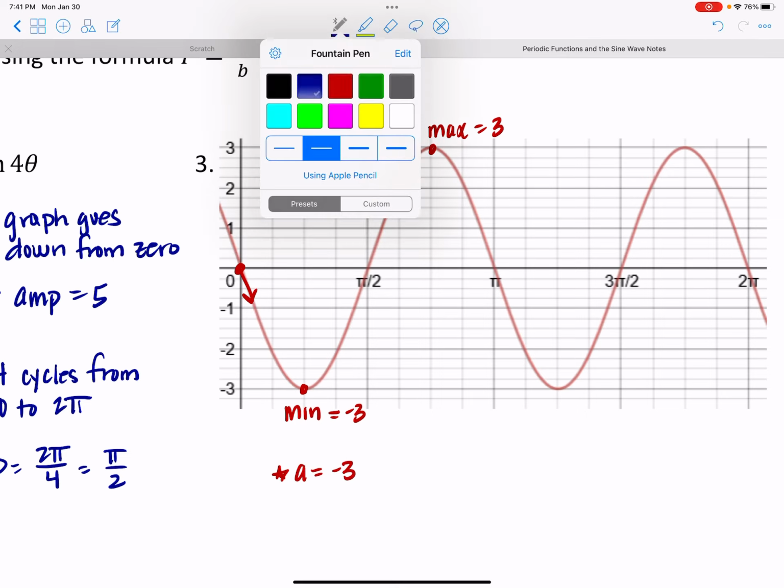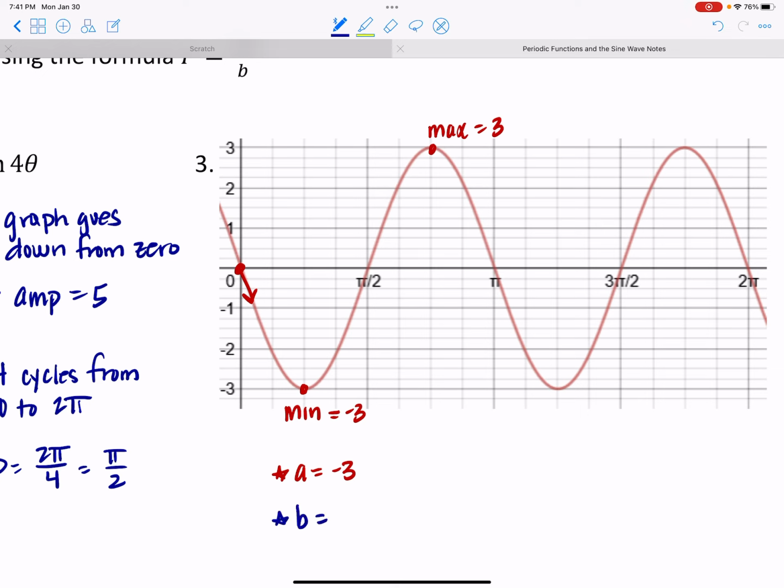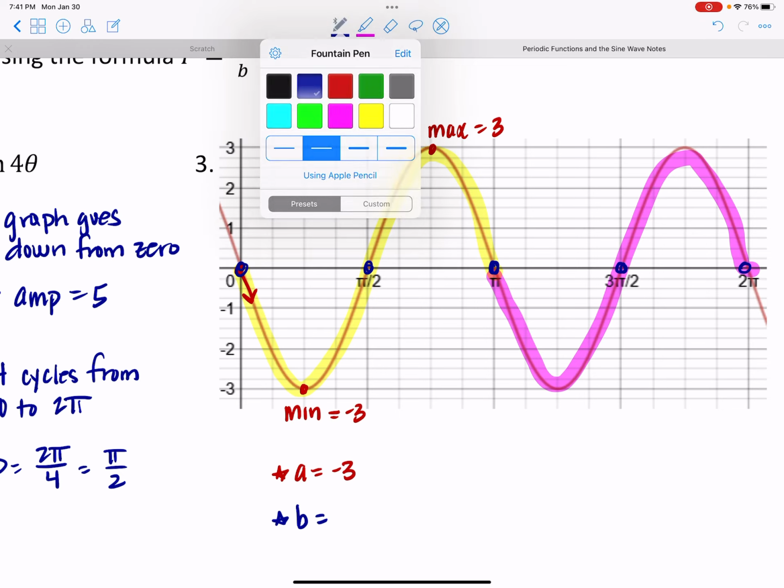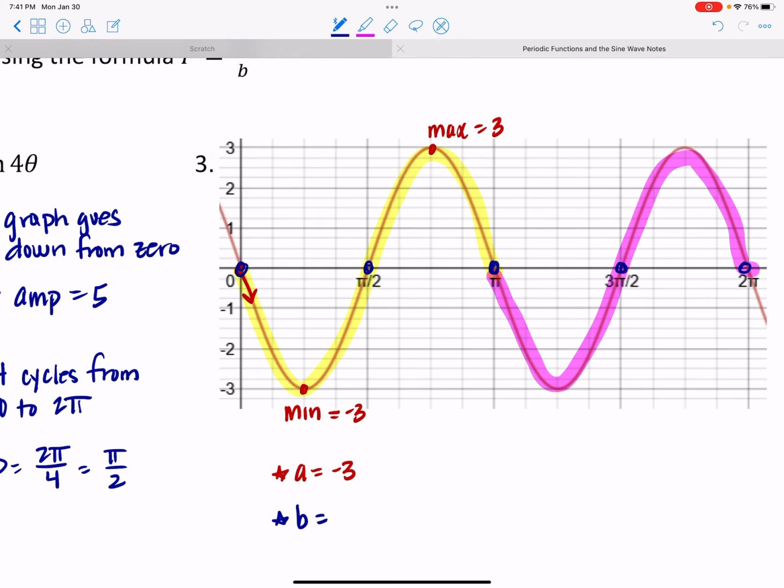And then b is the frequency. So how many cycles do we see happening in the 0 to 2 pi window? So if I was to highlight, here is one cycle. Remember, start and stop at 0 and then hit 0 in the middle. So I know I have to start, hit 0, and then stop at 0. So I got to get 3 zeros in there in order to complete a cycle. So there's one. And then I can see a second one here. 1, 2, 3. So again, 1, 2, 3 zeros there. So I can see 2 cycles. B is 2 because there are 2 cycles.